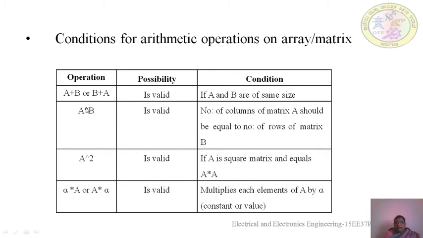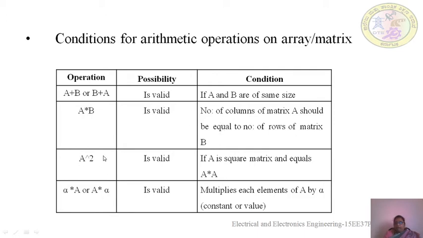To perform the multiplication, the number of columns of matrix A should be equal to the number of rows of the matrix B, or the matrices can be of the same size. That is, A and B can be of the same size. Otherwise, this condition has to be fulfilled: the number of columns of matrix A should be equal to the number of rows of matrix B.